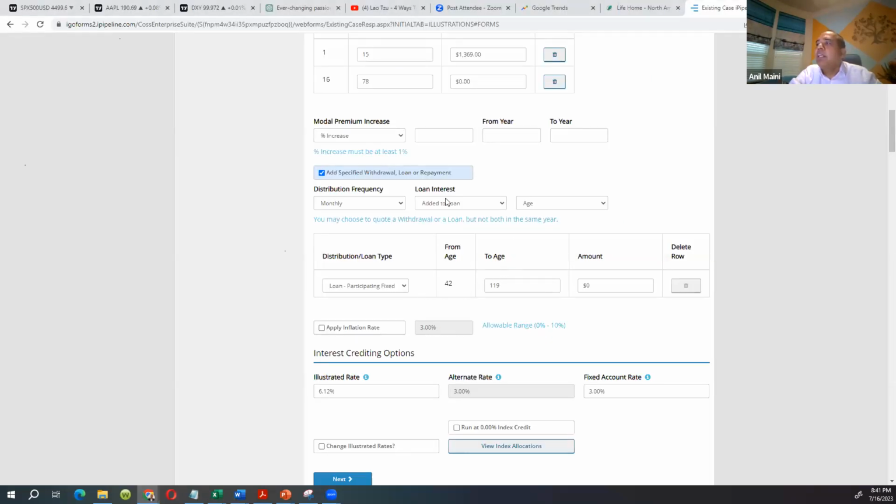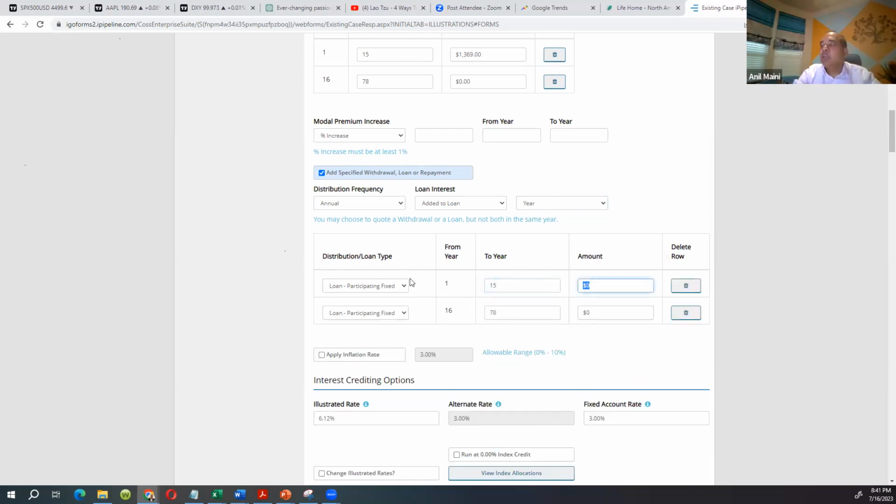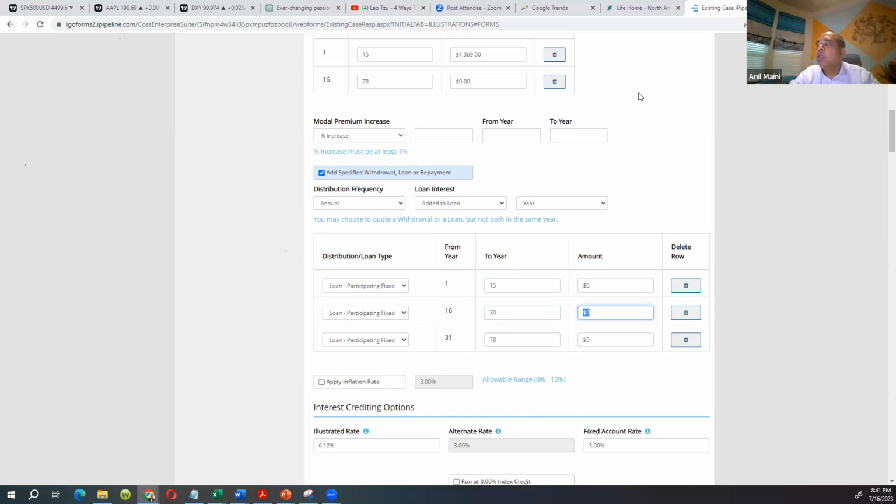So we want the distribution frequency annually, and we will go with the year option. So from year 1 till year 15, zero amount, and from year 16 to year 30, we want to take out $38,600, and then zero again. Okay, because we want to see how the policy will sustain.